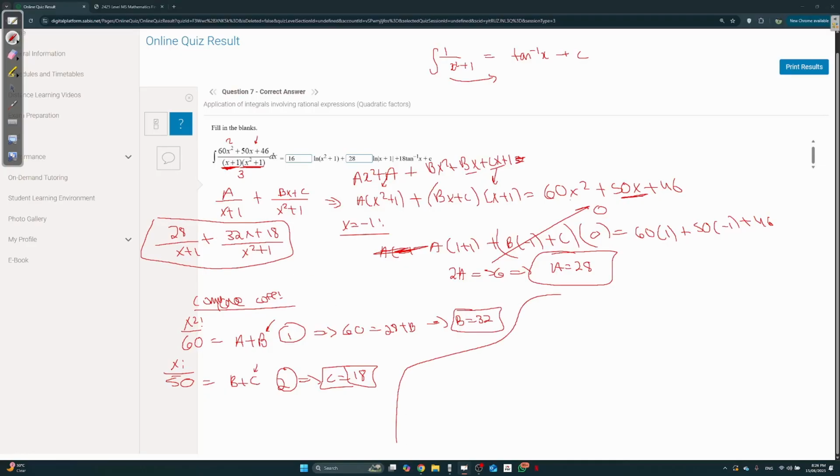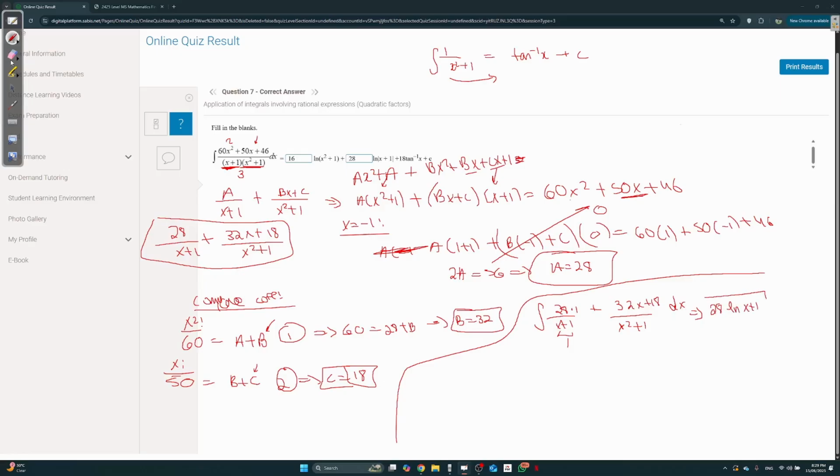Let's now integrate. The integral of our partial fractions, 28 over x plus 1, plus 32x plus 18 over x squared plus 1 dx. Okay, now to integrate, very easy. What's the derivative of x plus 1? It's 1. Up here we have 28 times 1, so we have the derivative, and we just need to multiply by 28. So it's going to be 28 ln|x plus 1|.